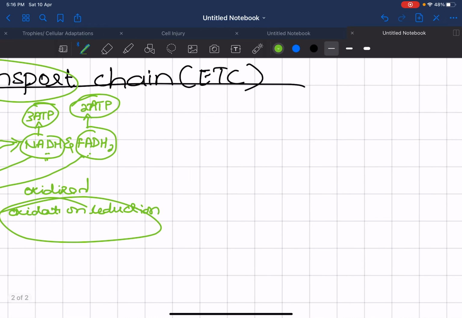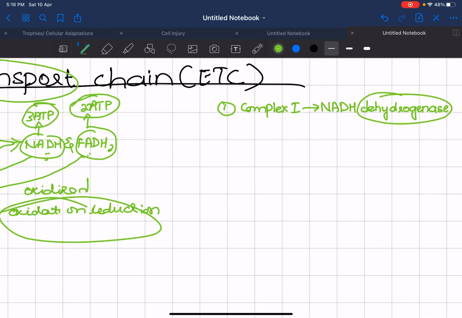Okay, so the first component that you're going to be discussing is complex one. When you hear the word complex one, what do we refer to? The NADH dehydrogenase complex. What do you mean by dehydrogenase? We're going to discuss that in a little bit, but remember this word dehydrogenase, okay? Next, the second component is the FADH dehydrogenase complex, which is complex 2. Same dehydrogenase is here too.